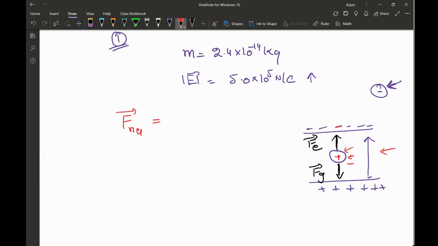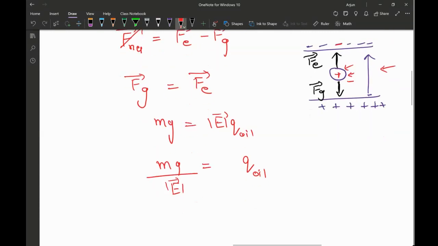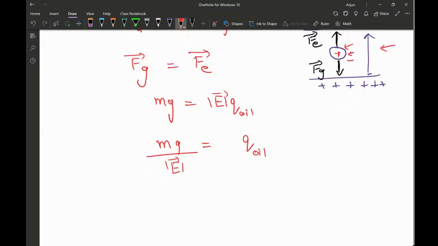F net equals Fe, which is acting in the upward direction, minus Fg, because Fg is acting in the downward direction. Net force is 0 because the particle is suspended. This is going to move to the other side. Fg equals Fe, and Fg is equal to mg. Fe is E times Q. Now I wanted to find the Q on the oil droplet. Q on the oil is mg divided by E. I'm going to plug in the values and get some value from here.